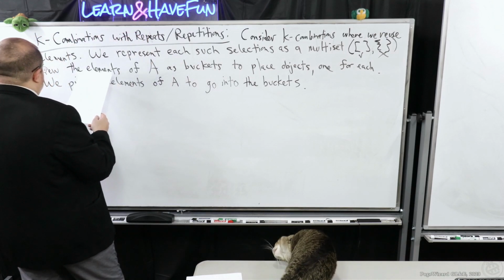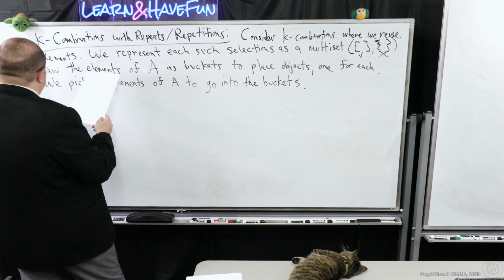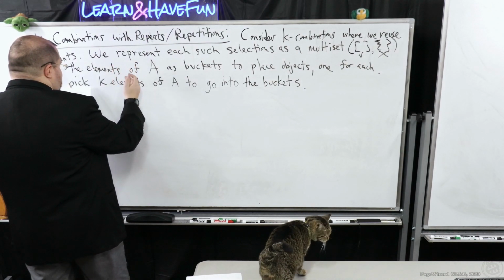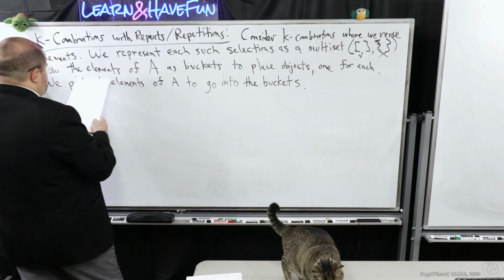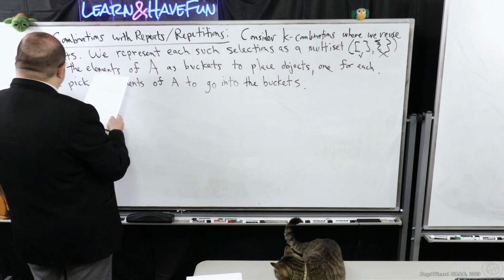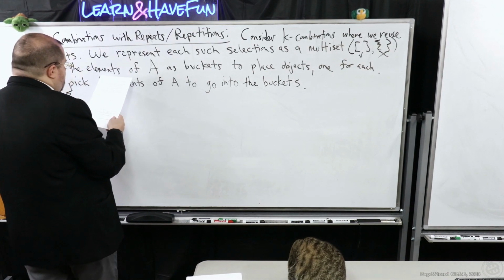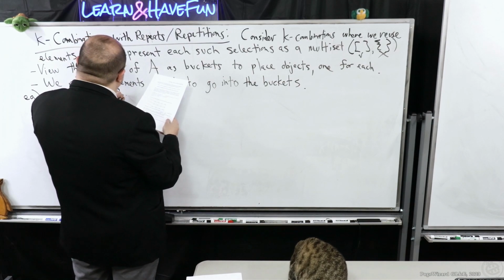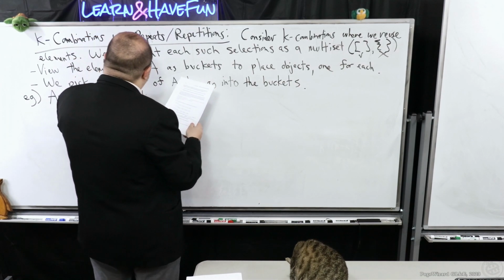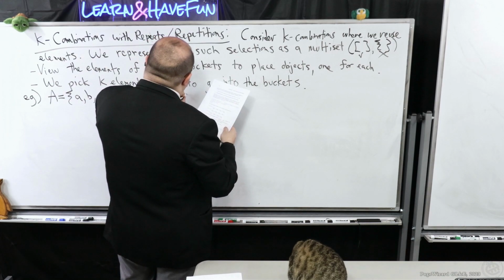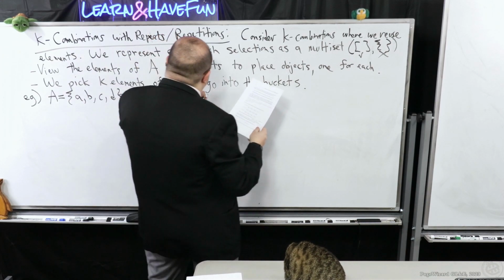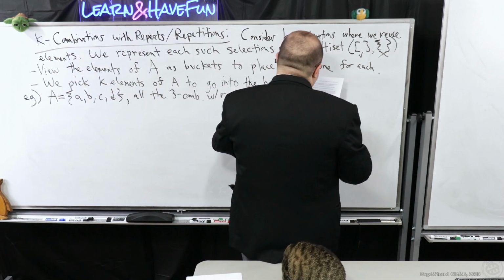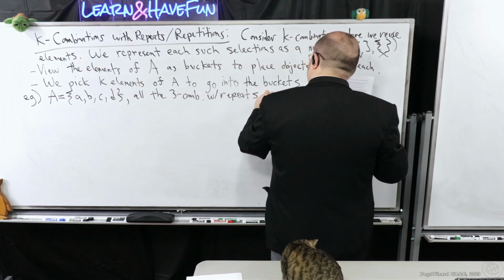Just as an example, I'm going to show you what all of the k combinations with repeats would look like for the following set. Suppose I have the set A. We're going to look at the 3 combinations with repeats of this set, A, B, C, D. All the 3 combinations with repeats, and I must stress the repeats part is important, are as follows.